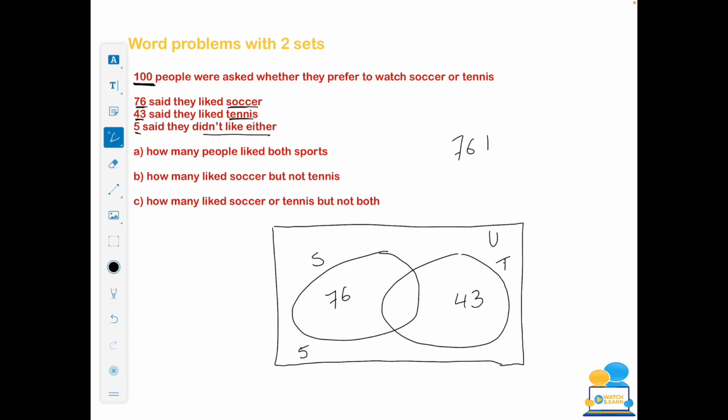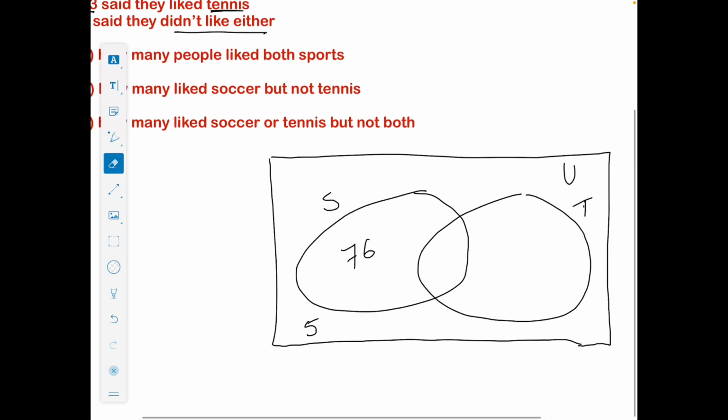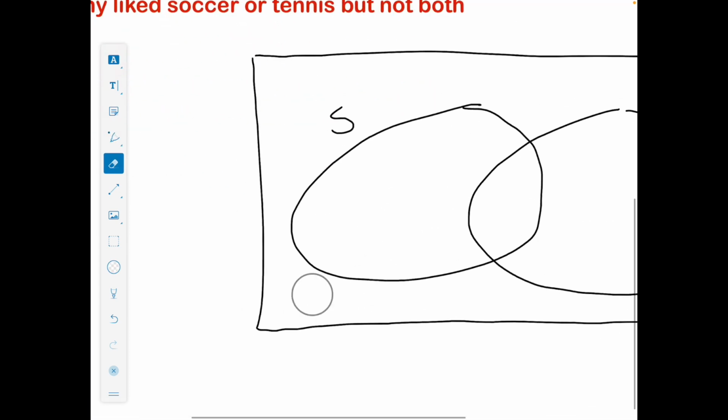But if I add up 76, 43 and 5, I'm going to get 124. Now we have a problem because 124 people weren't asked the question. Only 100 people were. So that means my numbers down here are wrong.